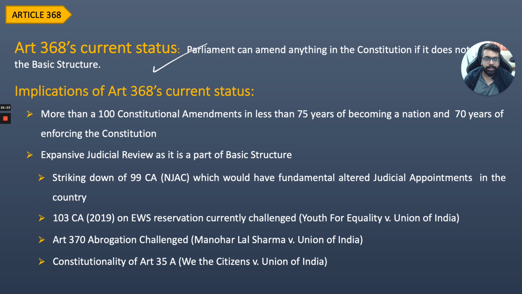You can change anything you want to as long as it does not violate basic structure. The analysis is that we've seen more than 100 constitutional amendments. We've seen a higher expanse of judicial review. We've seen that the 99th Amendment has been struck down, where it is essentially a perverse application of judicial review, because the NJAC essentially created more accountability to how the judiciary was appointing itself.